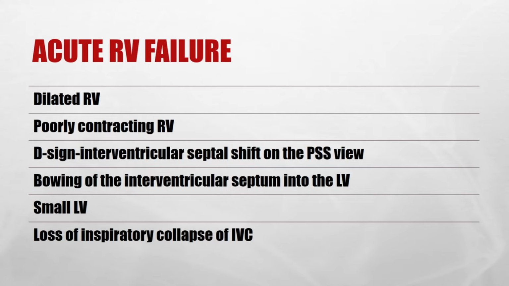All of you who have been using point-of-care ultrasound are very familiar with acute RV failure signs. A dilated RV, poorly contracting RV, the free wall is not moving. And there is a D sign where the septum looks like a D and maybe even pushing more towards the LV. And the LV is getting smaller, and there is loss of inspiratory collapse in the IVC. Easy to pick up. And again, I have no doubt you have done hundreds of cardiac ultrasounds, and these are the findings you can easily pick up.